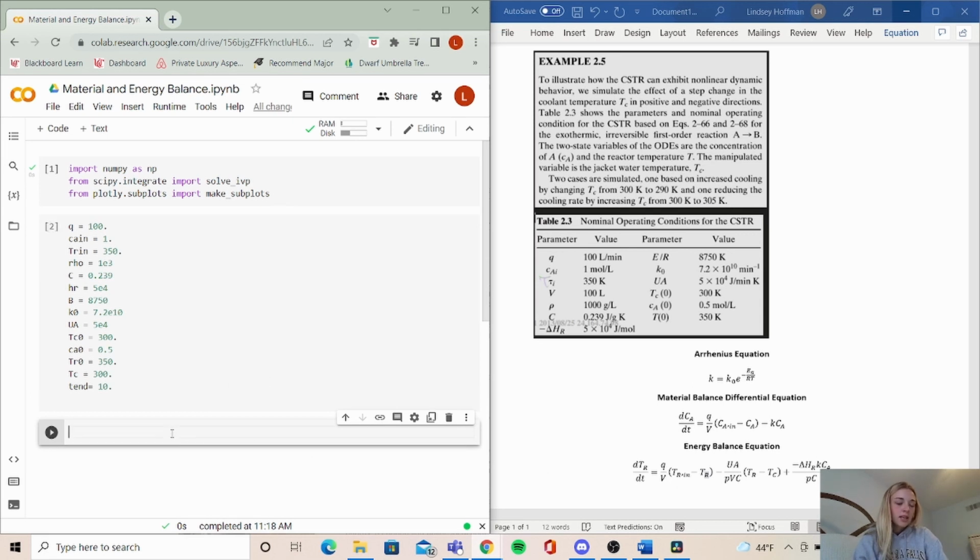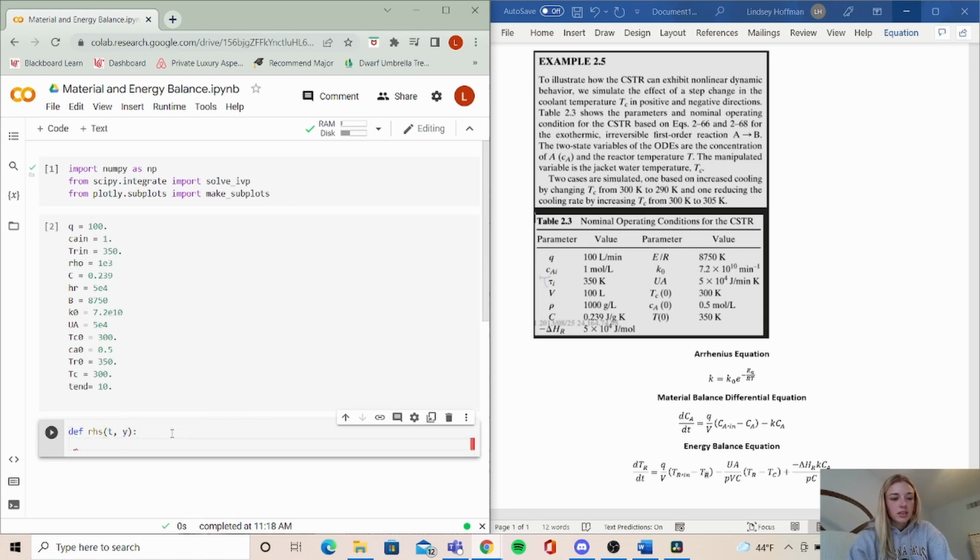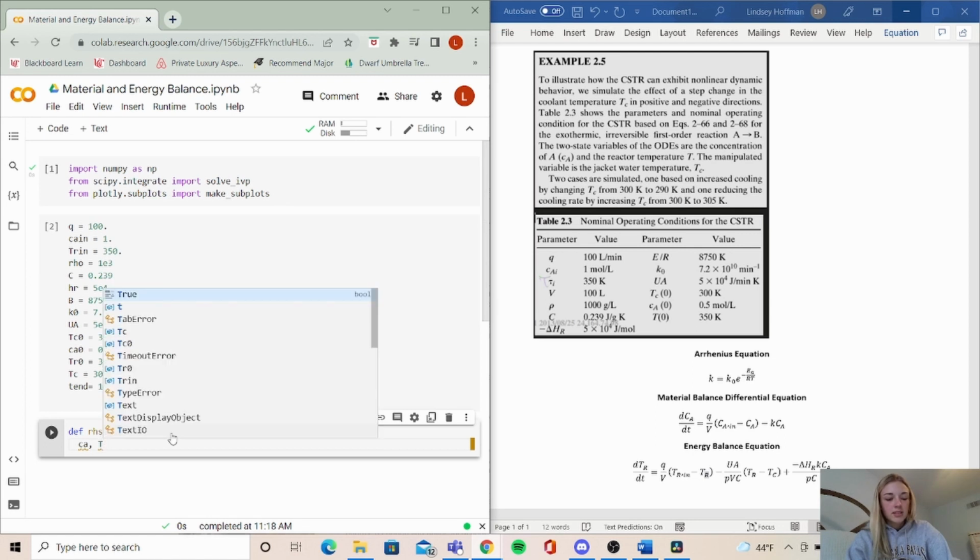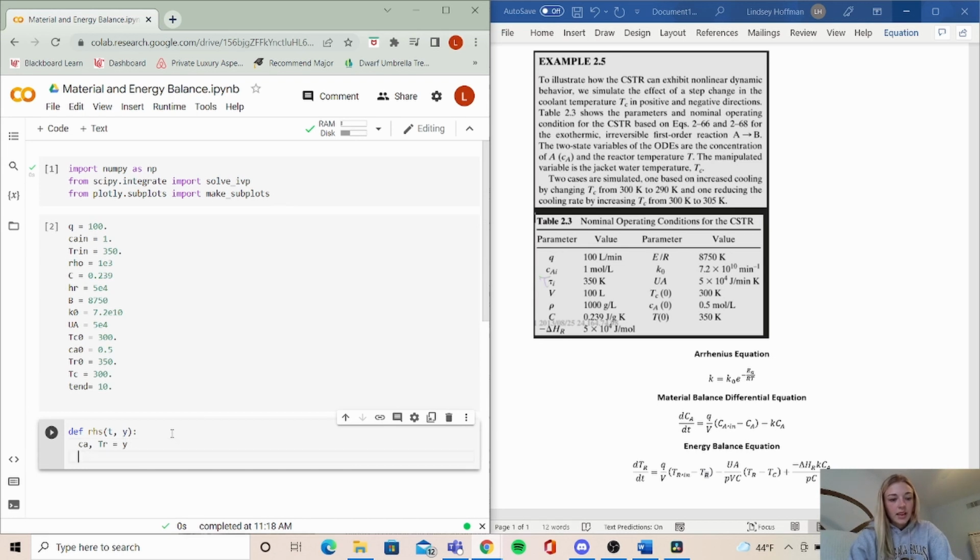So to begin, we always define our function, and we want the right-hand side of our equations. The independent variable is going to be time, and dependent, we'll just say y because we have two dependent variables in this case. So we can unpack our y. We know that concentration of A and our temperature inside of our reactor are going to be the dependent variables. And let's see, our return statement is going to be the right-hand side of both of our equations.